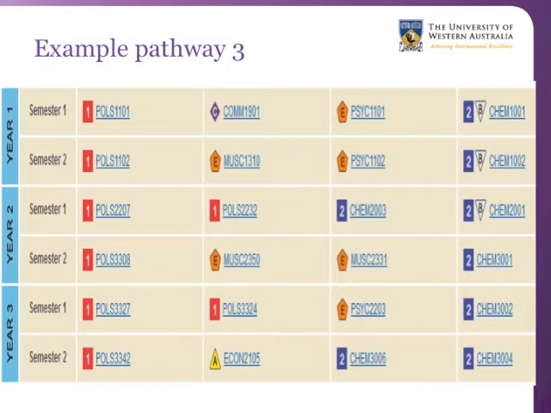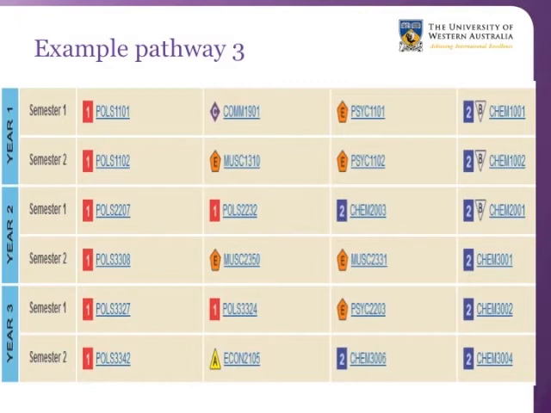So again, let's look at what they've completed across their 3 years. In the first semester of their first year, they completed a Level 1 politics unit. They completed COM 1901, which is a complementary unit for political science. They completed a Level 1 psychology unit. And they completed a Level 1 unit for their chemistry major, which is also a Category B broadening unit.